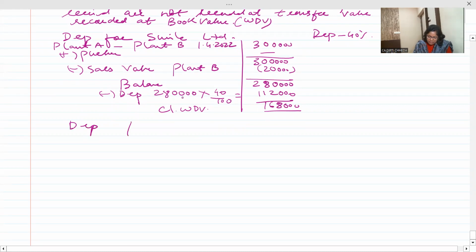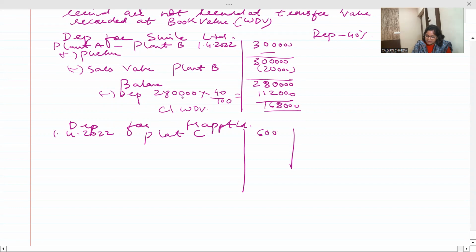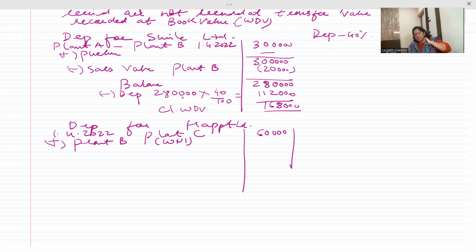depreciation for Happy Limited, another company. Which machinery did they have? They had on 1st April 2022 plant C, whose value was 60,000. Plus they received plant B. Now here I am writing working note 1. Ma'am, plant B they have sold for 20, so we will record for 20, no?